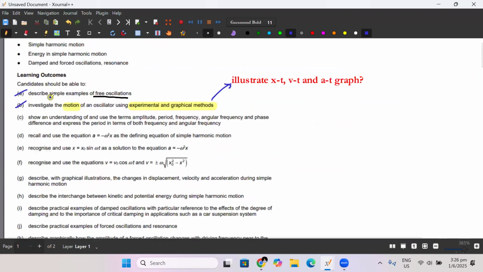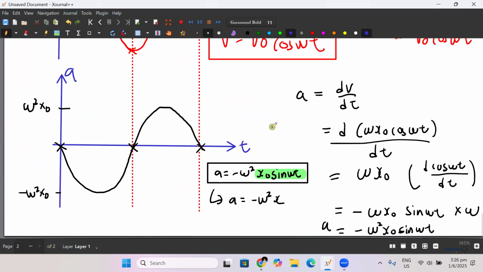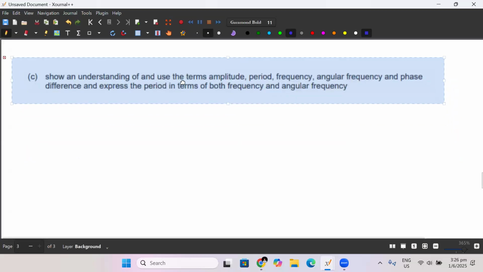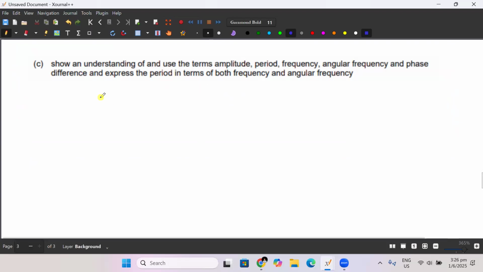Then for the next part, this one is really easy. So I'm just going to copy paste it real quick. So here is the next learning objective. For this particular learning objective, we just try to strike off our amplitude, period, frequency, angular frequency, phase difference. Okay, let's do that first.